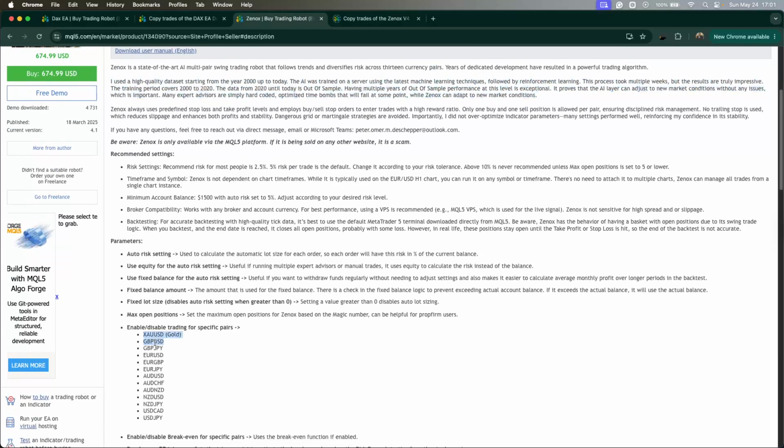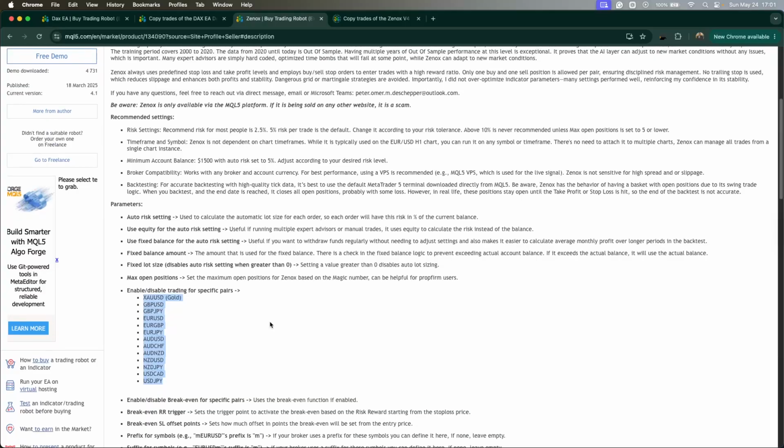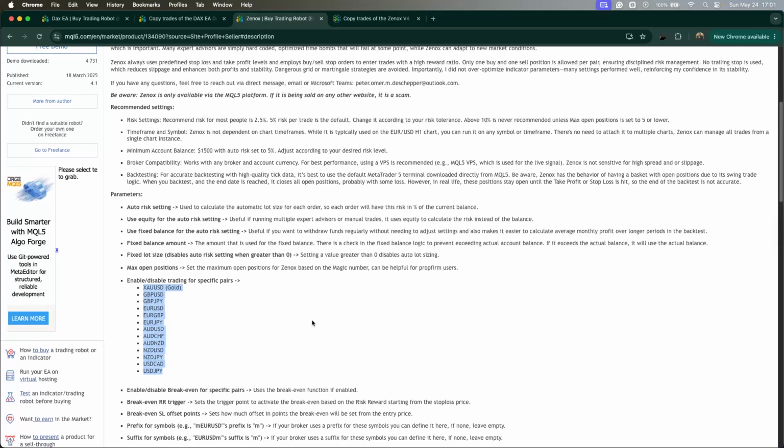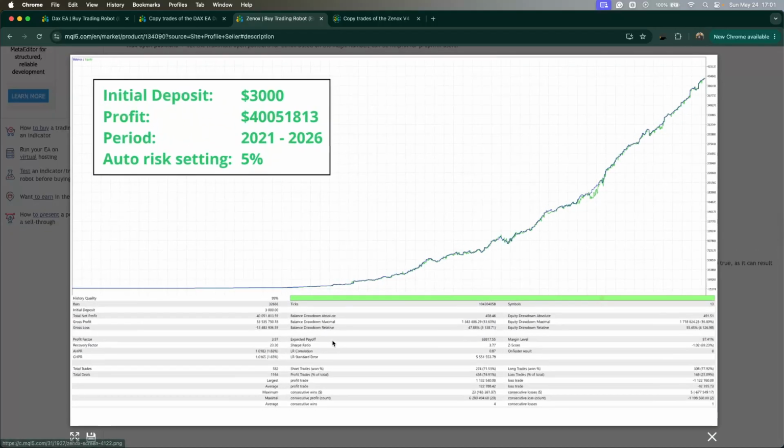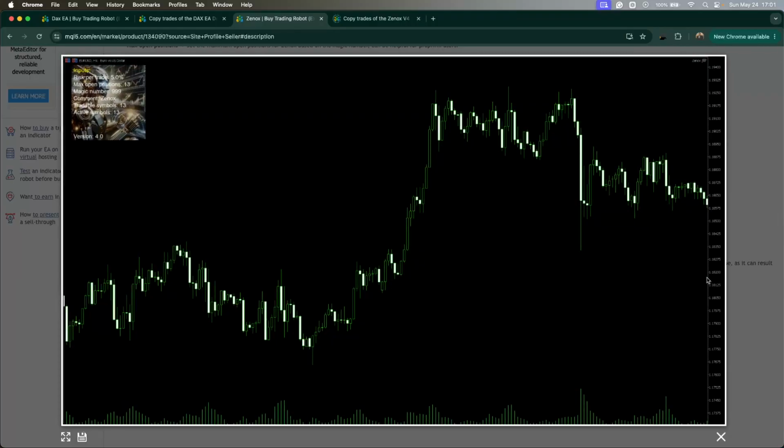These are the list of pairs that you can trade using this expert advisor, and they show massive growth examples like turning a $3,000 account into over 40 million between 2021 and 2026, high win rates, controlled drawdowns, and consistent performance across different market conditions. Also, the marketing emphasized that it performs well in volatile gold markets and has built-in filters to avoid bad setups. This is exactly how it looks on the chart.